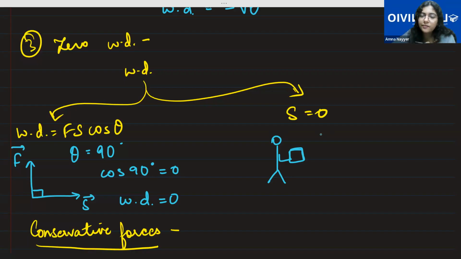But in physics, we'll say no work has been done, because the definition of work done requires an applied force which produces a displacement. Applied force is there but there is no displacement. So even if you're holding a 10 to 15 kg weight for 5 to 10 hours without any change in your position, you are not said to do work. So if displacement is zero, force into zero is zero, so your work done will also be zero.